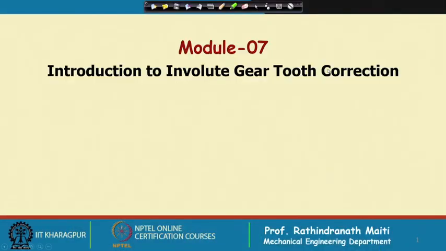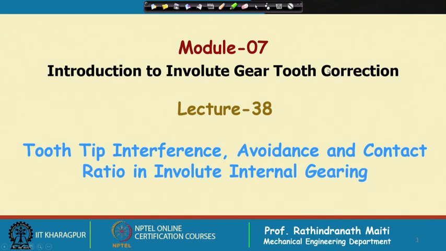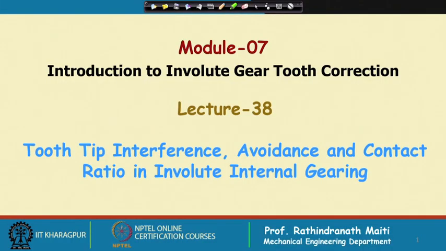Welcome to the last lecture of module 7, that is week 7, which is on introduction to involute gear tooth correction, and this is the 6th and last lecture of this module. The title of this lecture is tooth tip interference, avoidance and contact ratio in involute internal gearing.